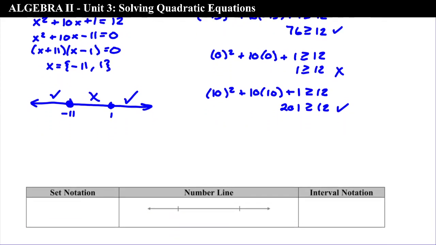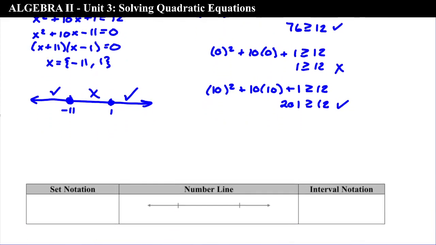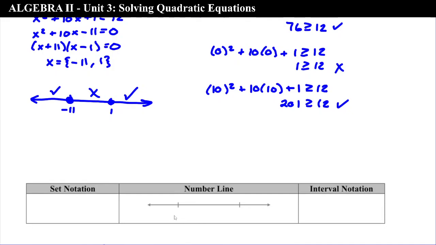So we come down here and we graph our final solution. We have -11 and we have 1, and we know that we are going to have a solid dot at both of those points. And we are going to be shading everything to the left of -11 and everything to the right of 1.